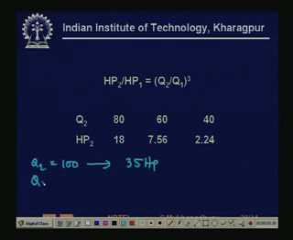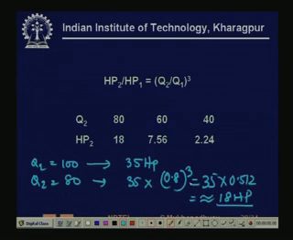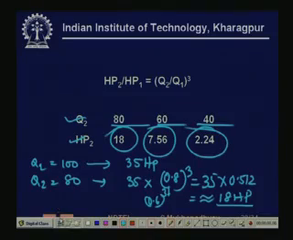So, with Q1 equal to 80, Q2 equal to 80, HP requirement will be 35 into 0.8 whole cube, which is equal to 35 into 0.512, which is almost equal to 18 horsepower. So, this is 18. Similarly, if you multiply this by 0.6 whole cube, then you will get 7.56, similarly 2.24. So, these are the horsepower requirements now, applying the fan laws, and you can get very similar figures if you see the fan curves, because the fan curves obey the fan laws, right.